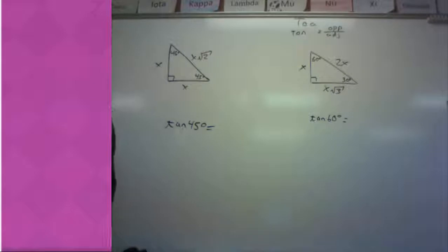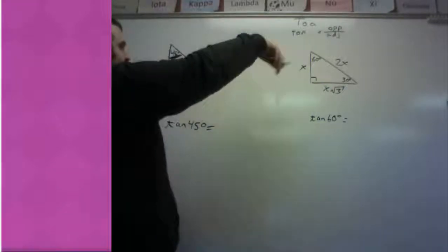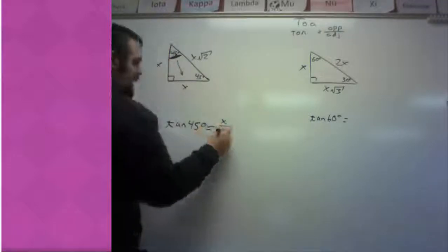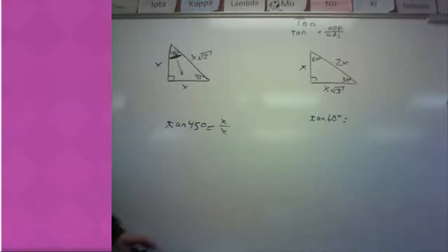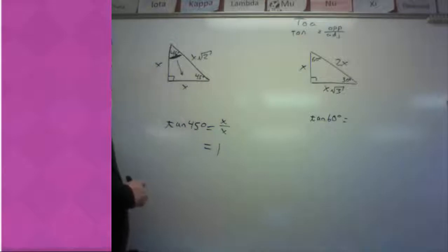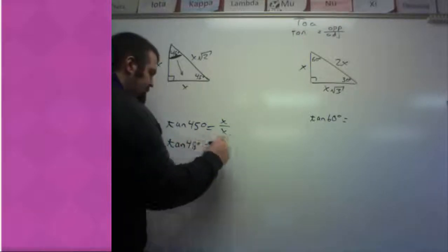Now, tangent of 45. Choose an angle. You got 2 to choose from, but mark it. All right? Tangent is opposite over adjacent. So opposite is x. Adjacent is x. What's x over x? Well, what's 2 over 2? What's 3 over 3? What's 5 over 5? What's 1,000 over 1,000? That's right, it's 1. Tangent of 45 degrees is 1.